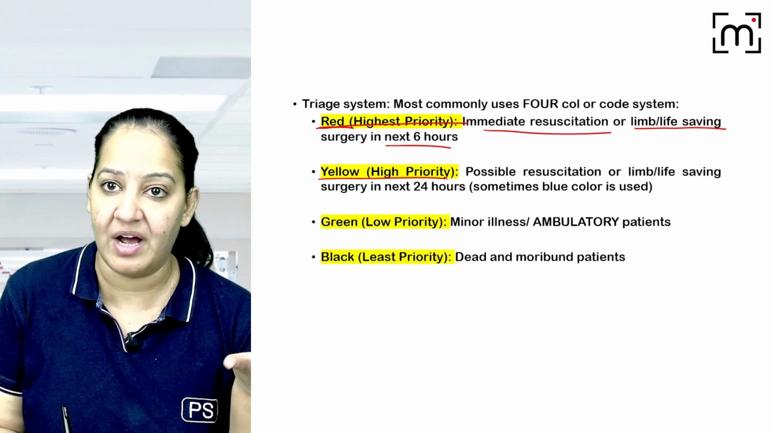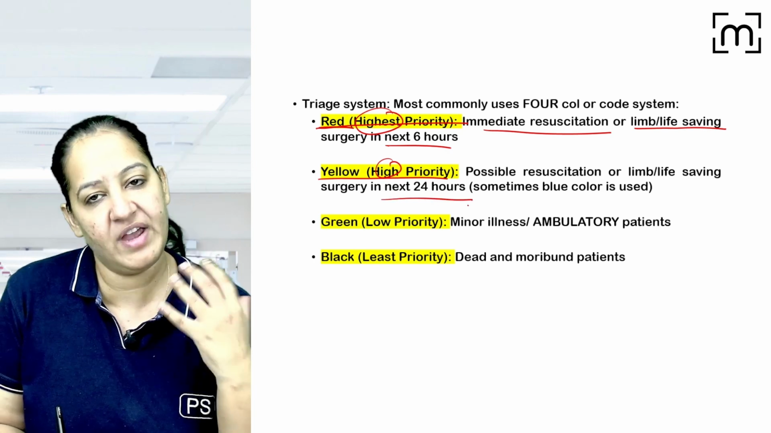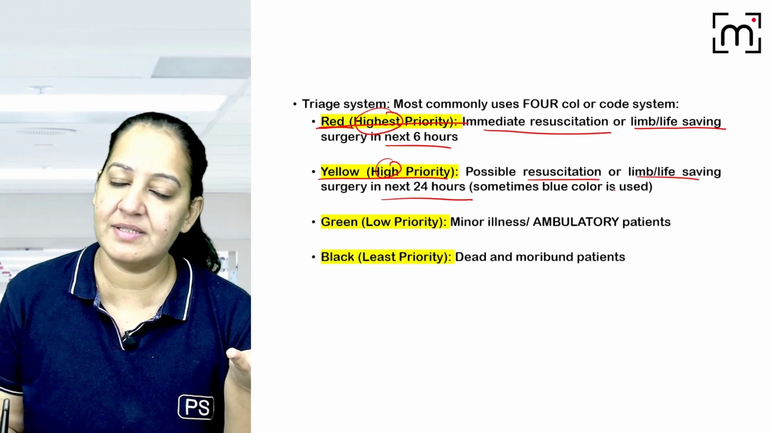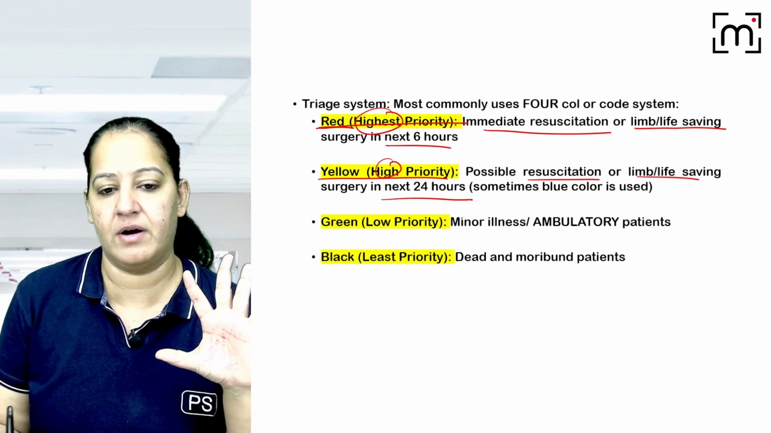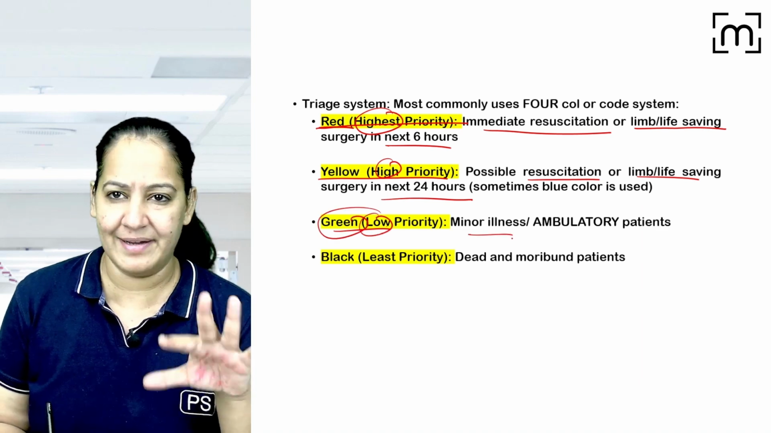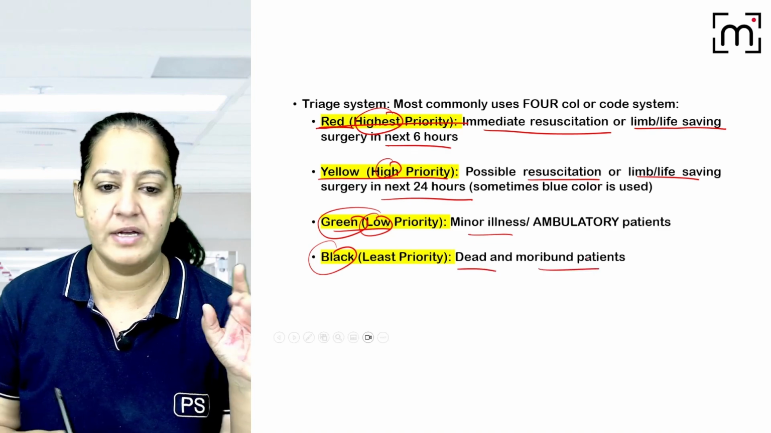They are not urgent, they are not highest, but they are high. In the next 24 hours also, if we attend them, it's good. So possible resuscitation or lifesaving surgery, but within the next 24 hours, it will work, right? The green, the next is the green, it's low priority. They have minor injuries. And the black, they are already dead and moribund. They are already dead. So the black one.